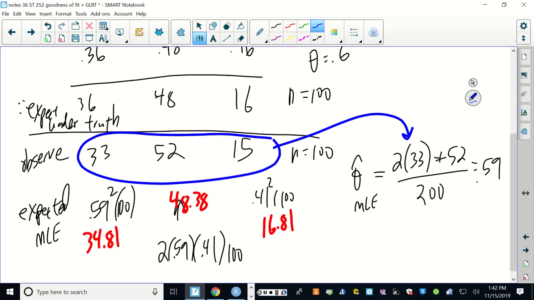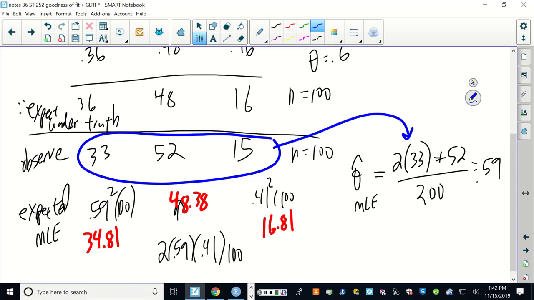Theta squared raised to the 33rd power, 2 times theta, 1 minus theta raised to the 52nd power, and then that 1 minus theta raised to the 15th. And we maximize that and end up getting that value. So it ended up being a little bit different.